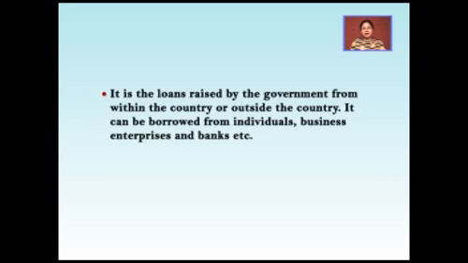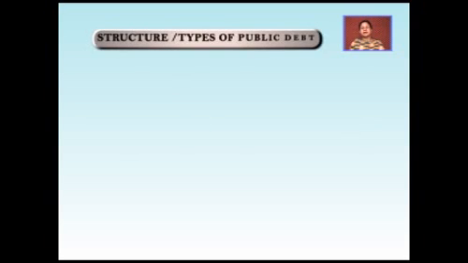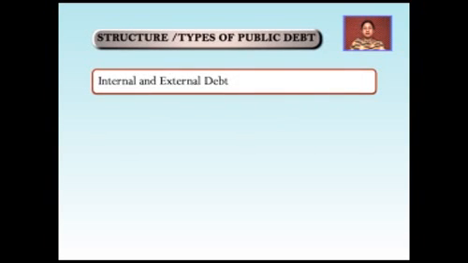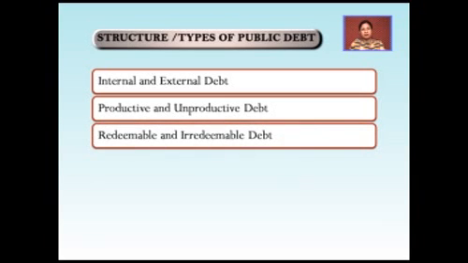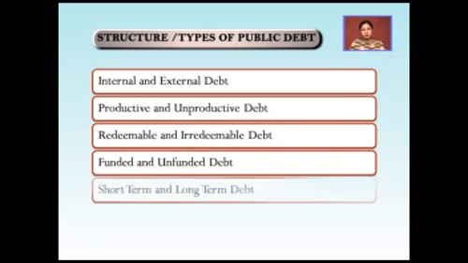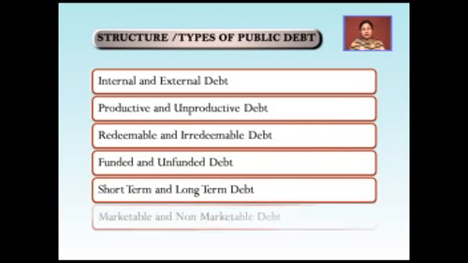Now we can say that public debt is the loans raised by the government from within the country or outside the country, and it can be borrowed from individuals, public enterprises, banks, etc. After this, we can look into the different types, or the structure, of public debt. There can be different types of public debt like internal and external debt, productive and unproductive debt, redeemable and irredeemable debt, funded and unfunded debt, short-term and long-term debt, and last but not the least, marketable and non-marketable debt. These are the different types of public debt.